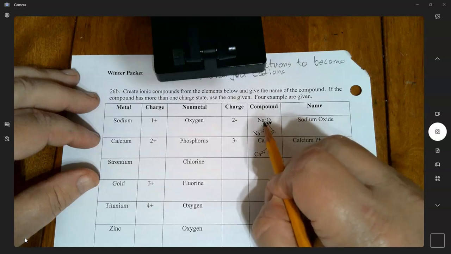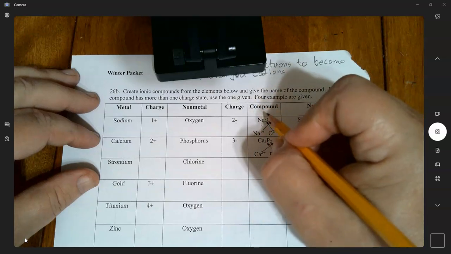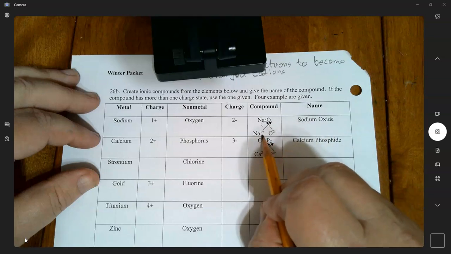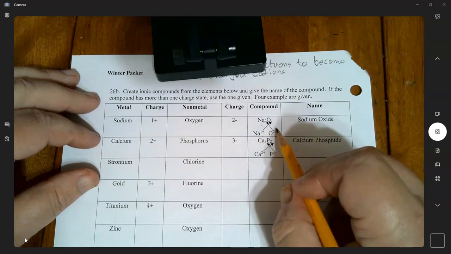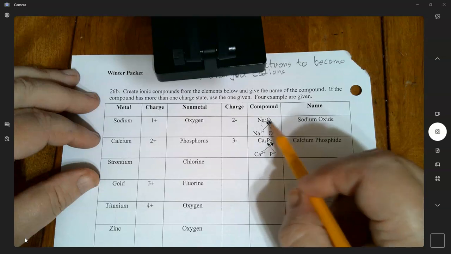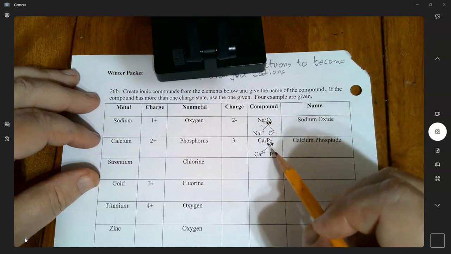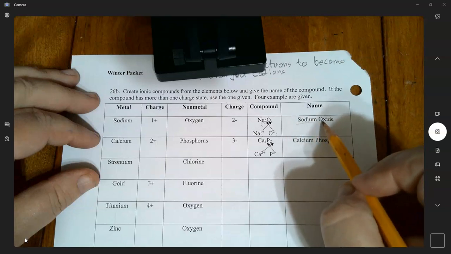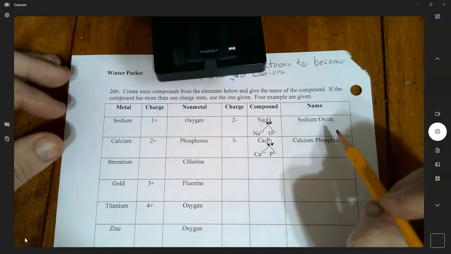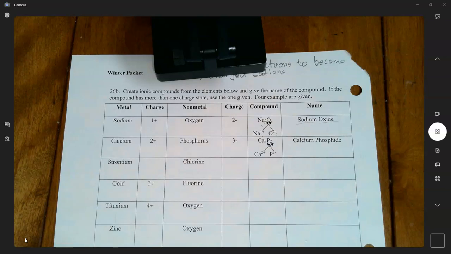Sodium has a +1, oxygen has a 2-. So I wrote it right here, sodium +1, oxygen 2-. You cross the arrows and you get Na2O1, or just Na2O. And that's sodium oxide. It is not monoxide. We do not use the prefixes with ionic bonds. Just something you have to remember through practice.